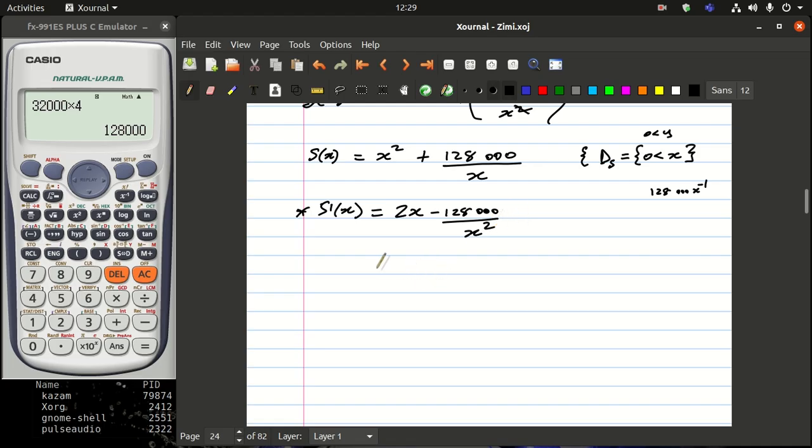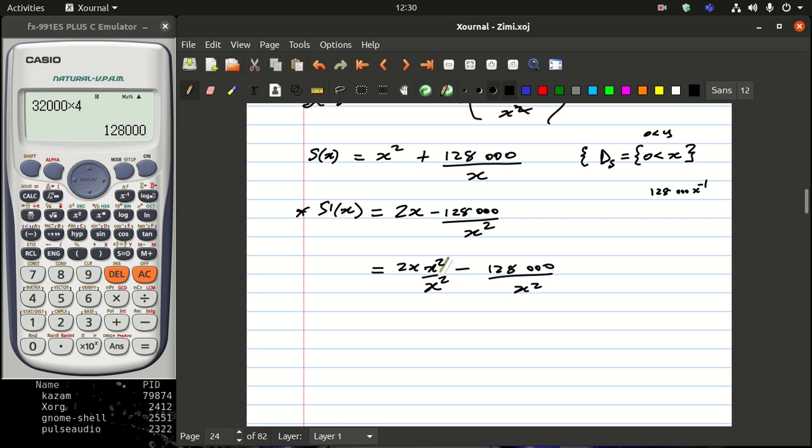And if you notice here, you can see that this thing here is the same as 2x times 1, and then minus 128,000, and then divided by x squared. And then when you're having a 1 here, 1 is the same as x squared over x squared.